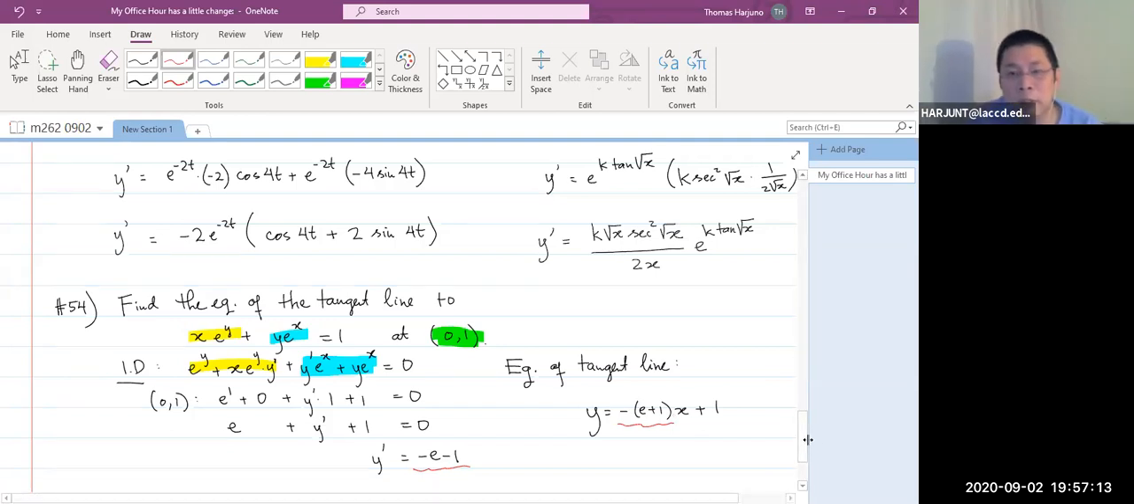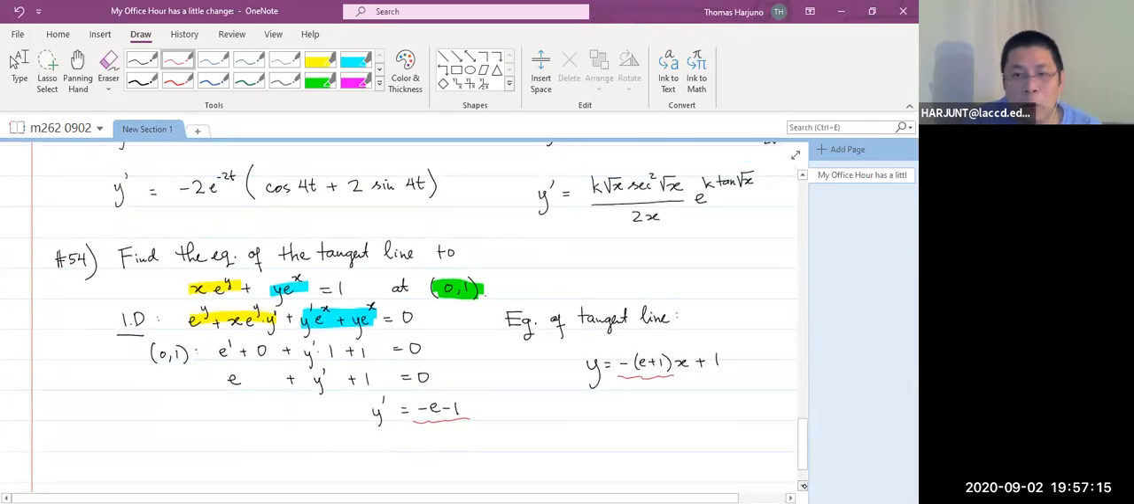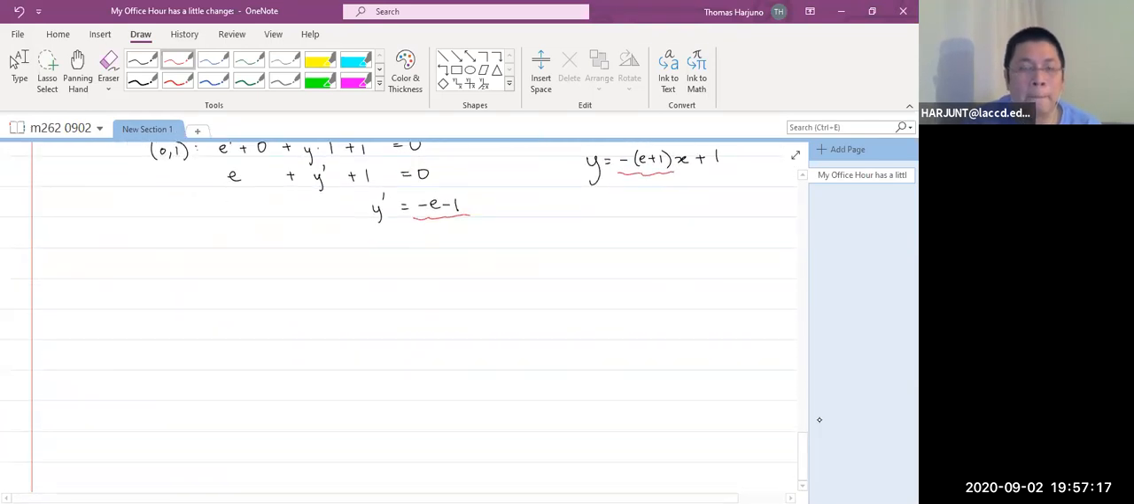But let me just go ahead with the integral. Because the derivative of e to the x with respect to x is e to the x, the integral of e to the x with respect to x will be e to the x plus constant.